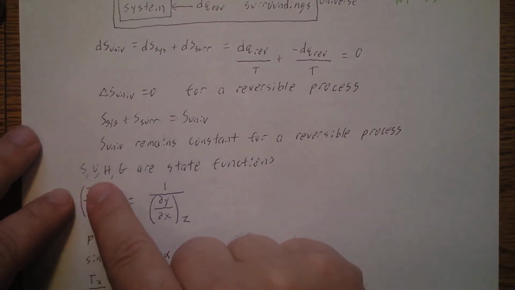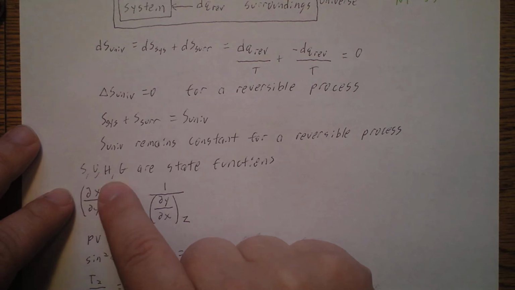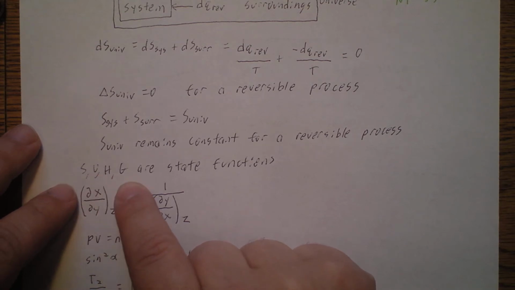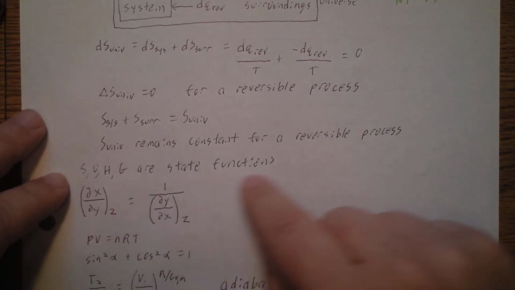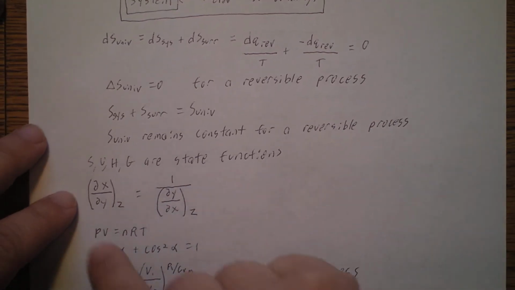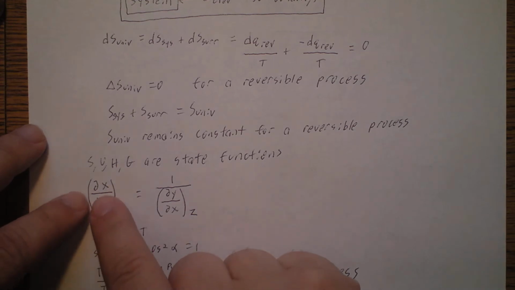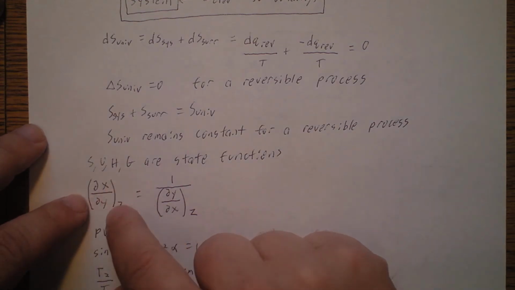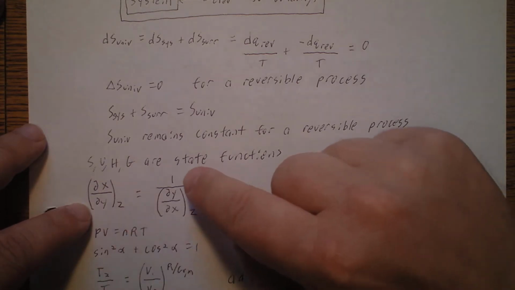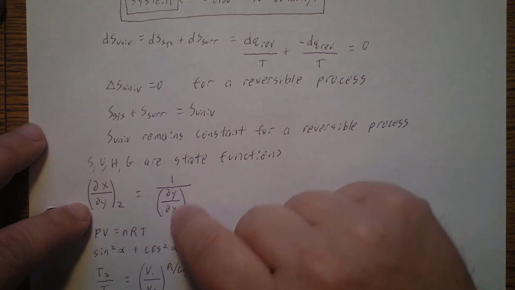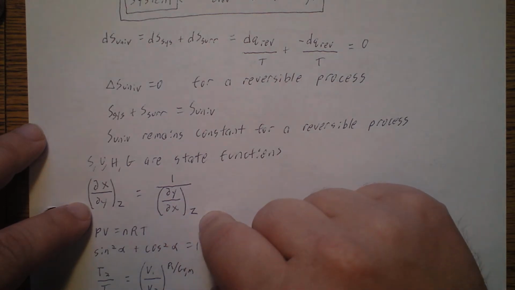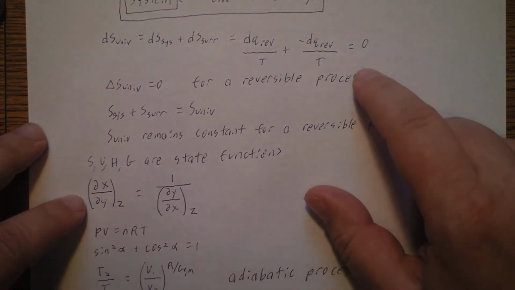Now remember, entropy, internal energy, enthalpy, Gibbs free energy. Well, actually we haven't talked about Gibbs free energy yet, but it's a type of energy, and these are all state functions. Now remember, if you have a derivative such as the partial derivative of x with respect to y holding z constant, that's the same as 1 over the partial derivative of y with respect to x holding z constant. I think I said that wrong. This z means constant z.